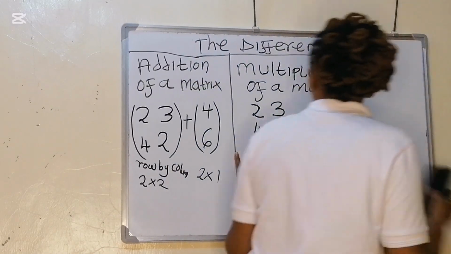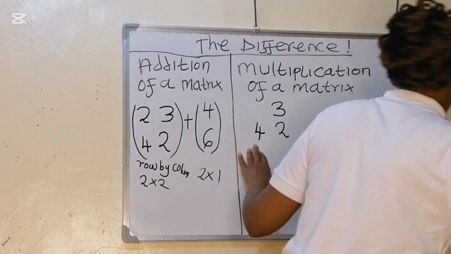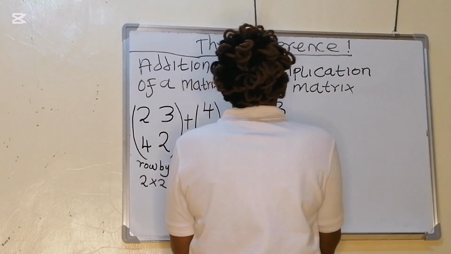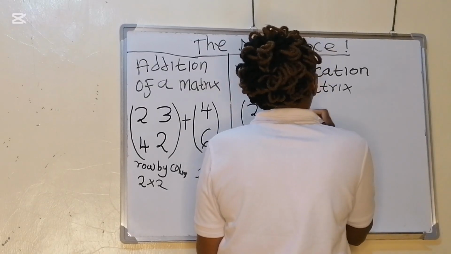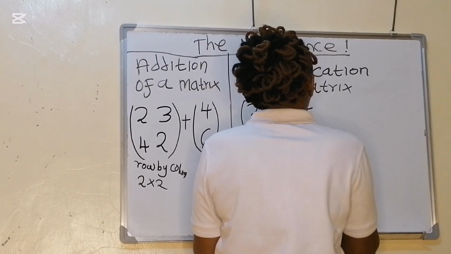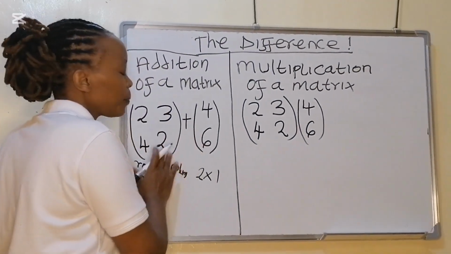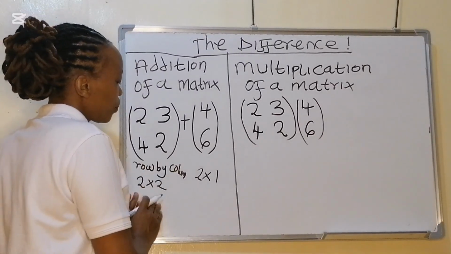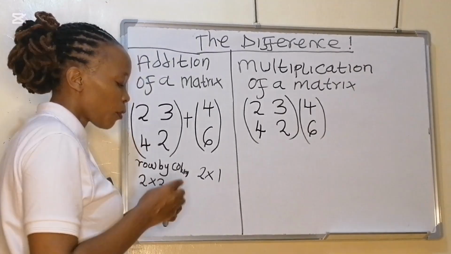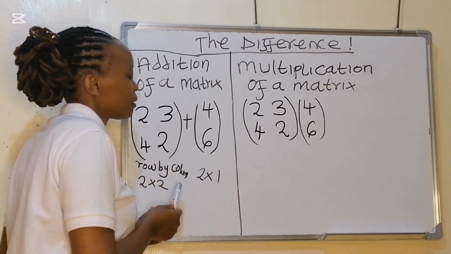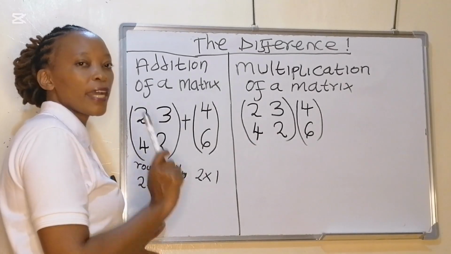I want to show you the difference. Something you need to be very careful. Please be attentive. Feel comfortable to ask questions. Okay, here you have been told to add a 2 by 2 matrix with a 2 by 1 matrix. So I want to show you the difference. Is it possible to add this matrix to this? It is not possible.